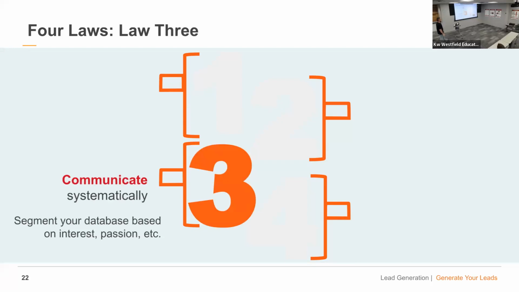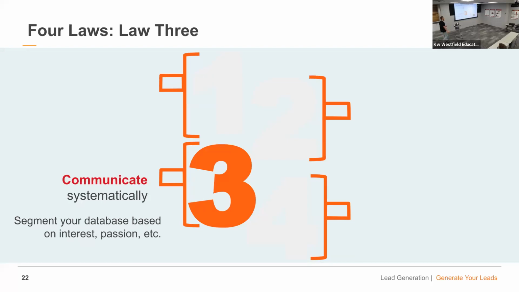Law 3, communicate systematically. What that looks like is segmenting your database based on, I don't really like these words, I might update this, interest and passion, not so much. Really, it's how do you break your database up into groups or categories so you know how to communicate with those individual groups effectively? Again, we talked about SOI being one of those groups. The way I communicate with my SOI may look a little different than with a brand new lead I've never talked to. That's an easy way to think about it.